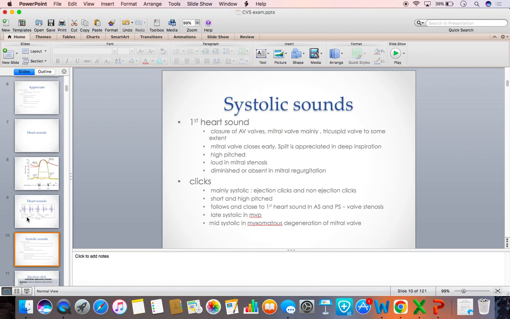Late clicks are heard in mitral valve prolapse and mid-systolic clicks in myxomas of the mitral valve. So these are like this. You can see the click is a short, high-pitched one. Okay, it precedes the ejection systolic murmur. If the click is closer to the first sound, the tighter the stenosis.